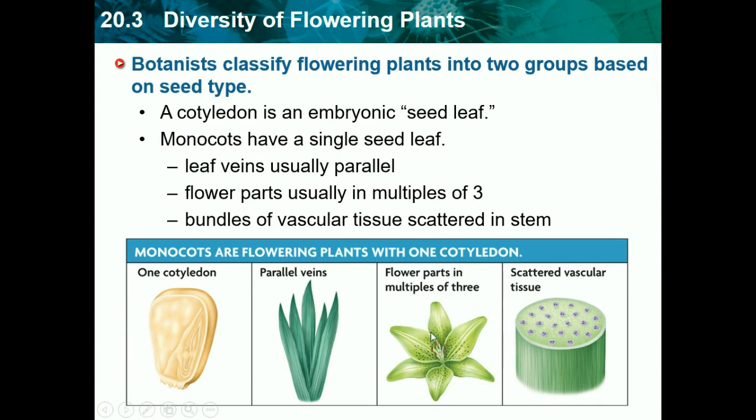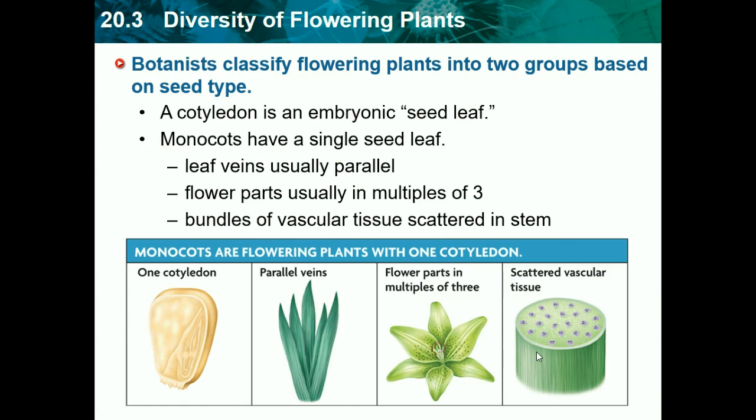So here we have 6 petals, 1, 2, 3, 4, 5, 6, so it's a multiple of 3. And they have scattered vascular tissues, so the veins inside of them are scattered randomly. So this is a monocot, a flowering plant with one cotyledon. This is one thing we need to know.